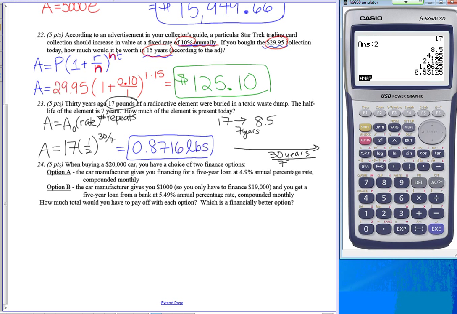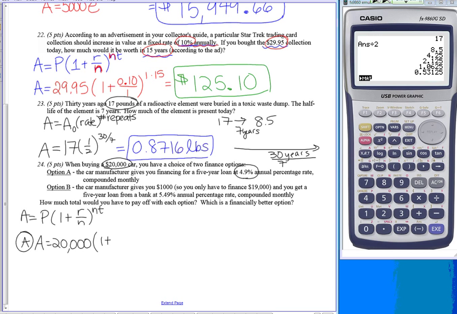So let's start with option A. Both of these are interest formulas, so they're going to follow A equals P(1 plus r over n) to the nt. Option A, we're starting out, we have to finance the whole car. So the principal of our loan, oops, I forgot to write down A equals. We've got A equals, we've got our $20,000 that we're going to loan. Our interest rate on this one was 4.9%, so as a decimal, that's 0.049. This is compounded monthly, so n is 12. And my loan is going to be for 5 years, so t is 5.